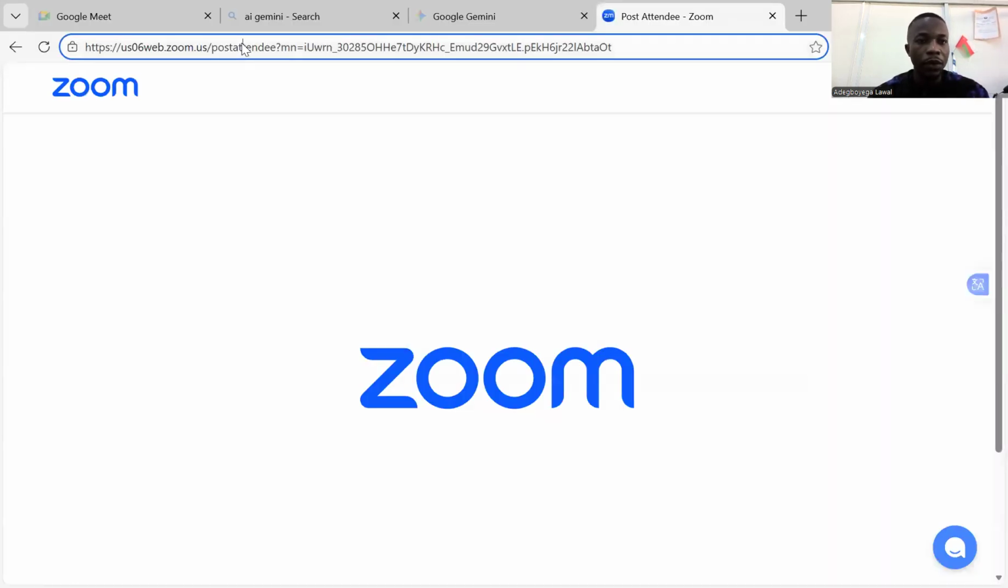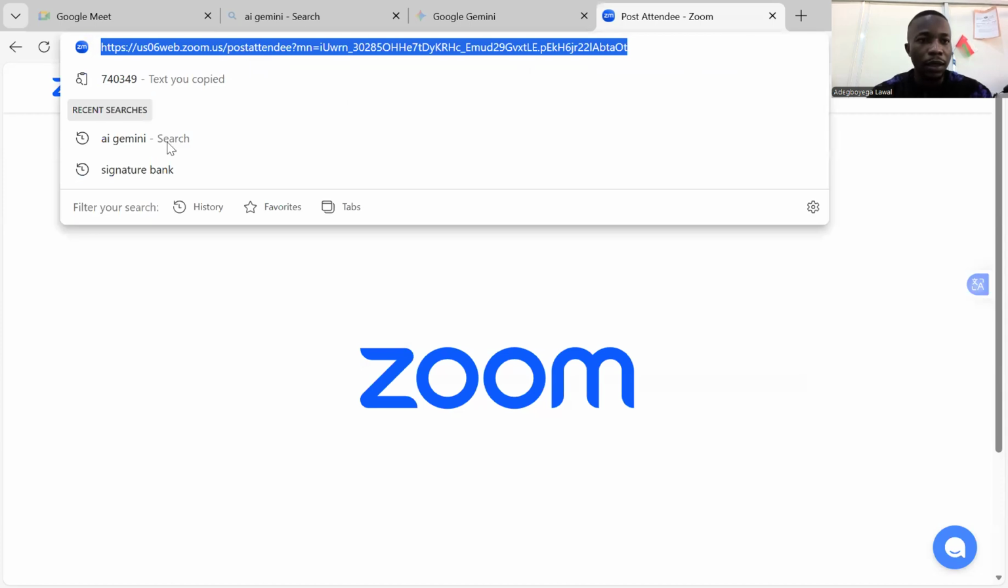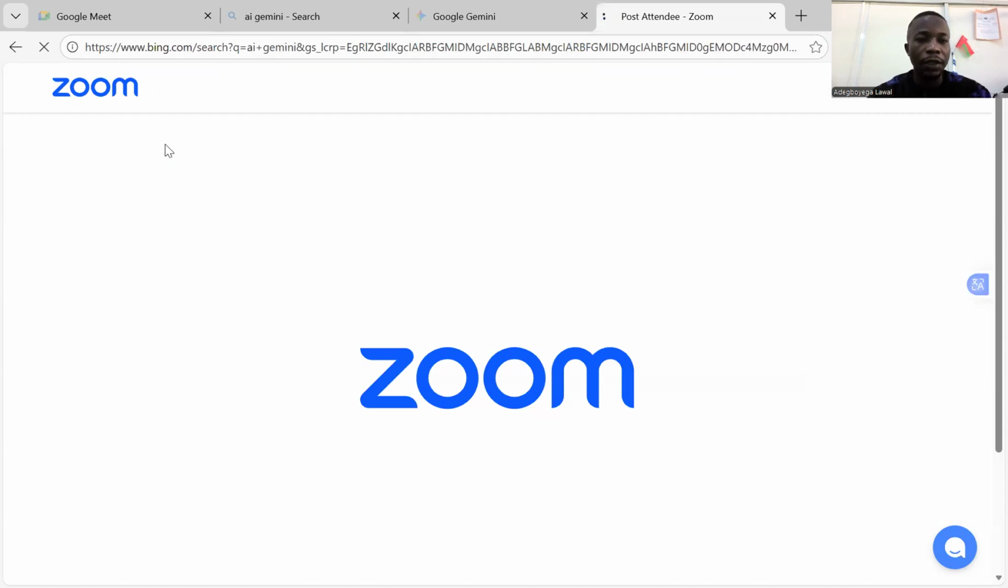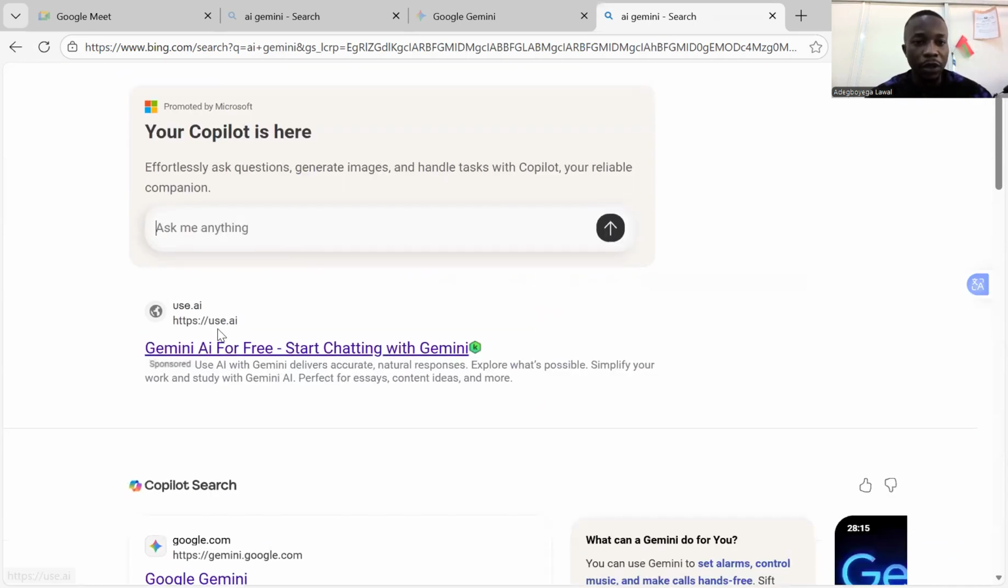This is it. To look for AI Gemini, you can just search on Google. You can say I have searched it before, AI Gemini. So just search AI Gemini. Look at it, this is the spelling, Gemini. Depending on how well you want to look at it, you can see this is it here.